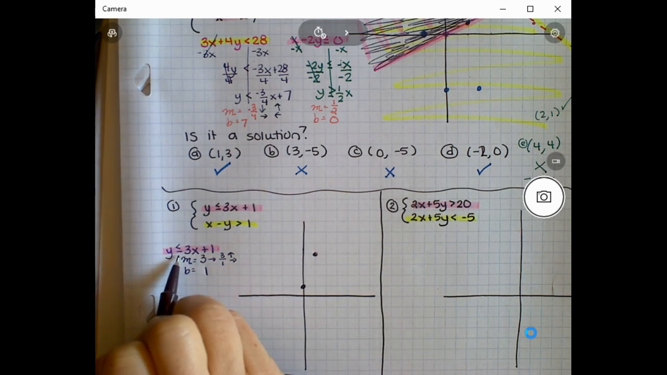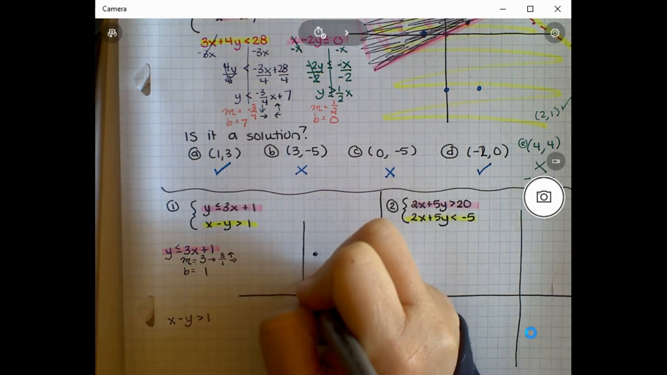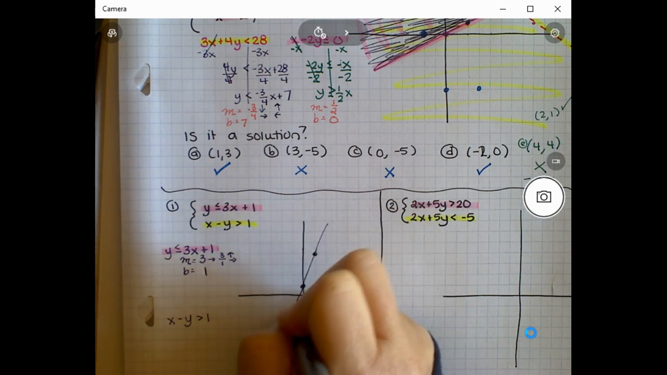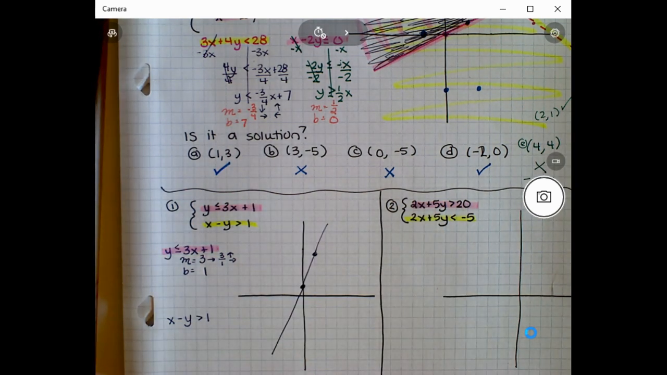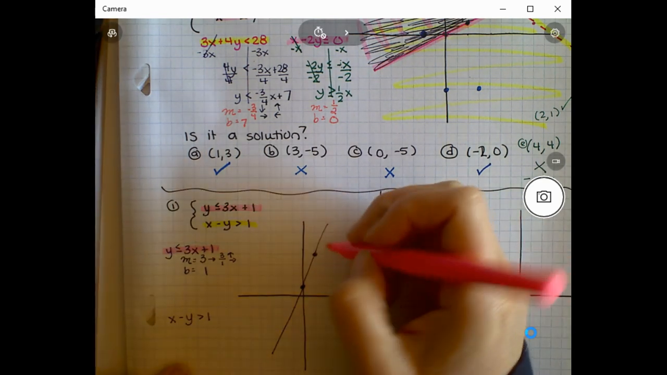I'm going to check back and look at my inequality symbol. This says less than or equal to. The or equal to means that we will have a solid line, and the less than means we are going to shade below the line.